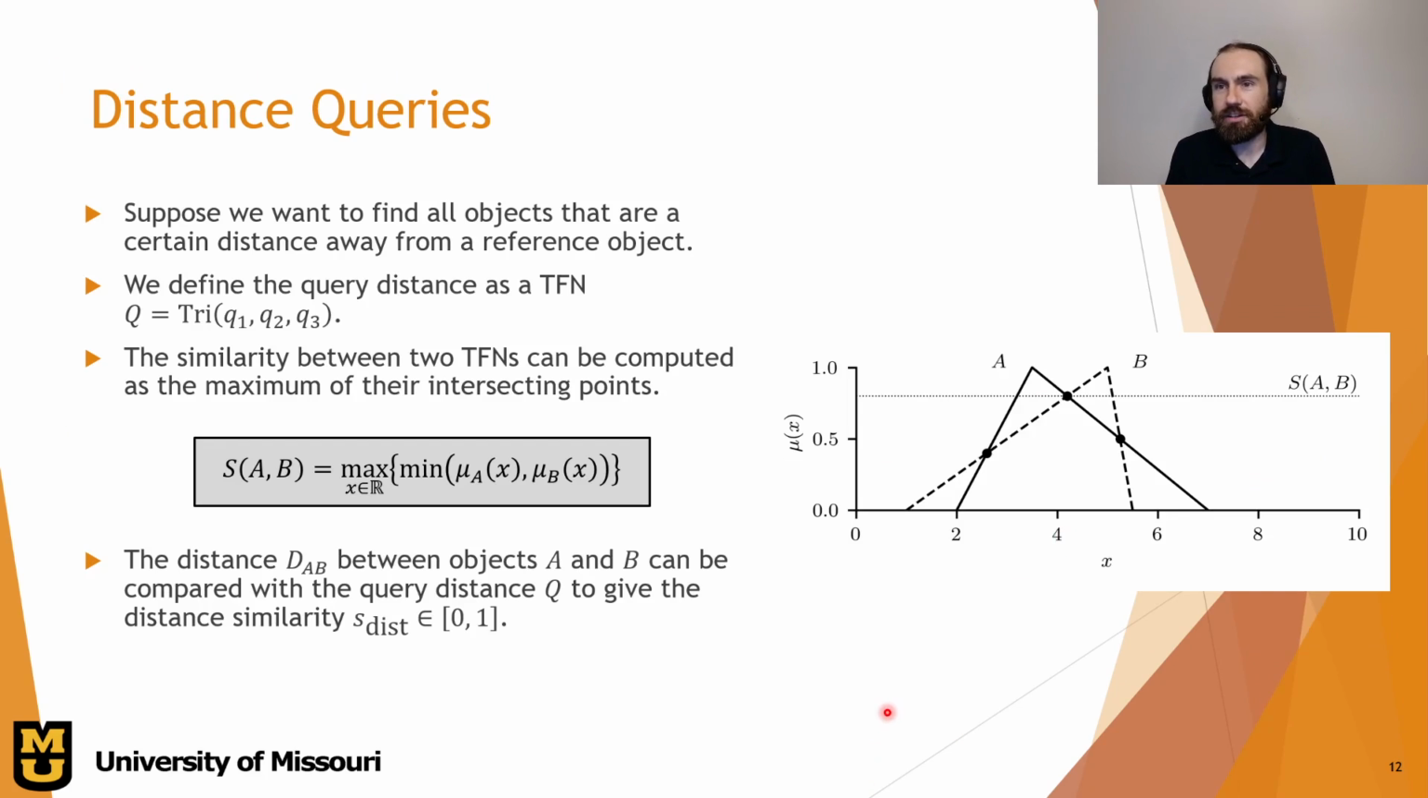Okay, so now we could actually use that to do some type of distance query. So perhaps we want to find all the objects in the scene that are a certain distance away from a given reference object. So we could define a query distance with another triangular fuzzy number, and then determine the similarity of these two fuzzy numbers, the distance value and the query distance. So we can look at the intersecting points of these two triangular fuzzy numbers, take the maximum value, and call that the distance similarity. That would be a value between 0 and 1 that says how similar a particular distance is to this query distance.